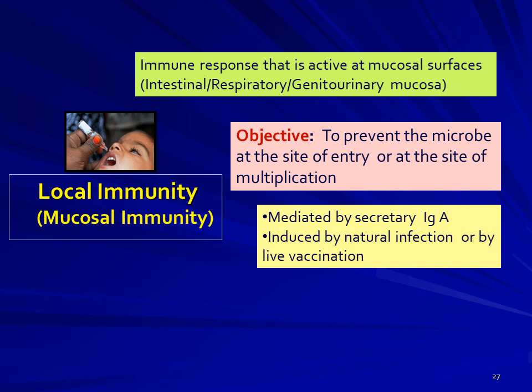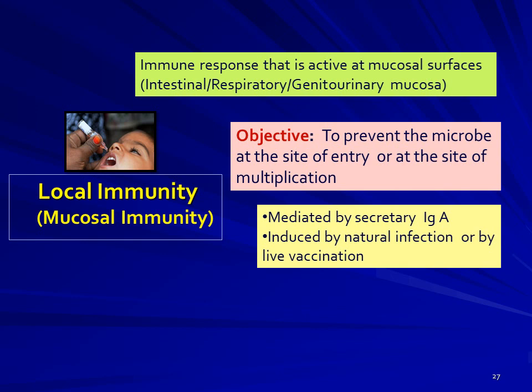And the objective of this local immunity is to prevent the microbe at the site of entry or at the site of multiplication. This needs some explanation for you to understand. So, as I mentioned already in the topic of infection, the microbe will enter into the body through certain routes and will get multiplied either in the same site or in different sites.